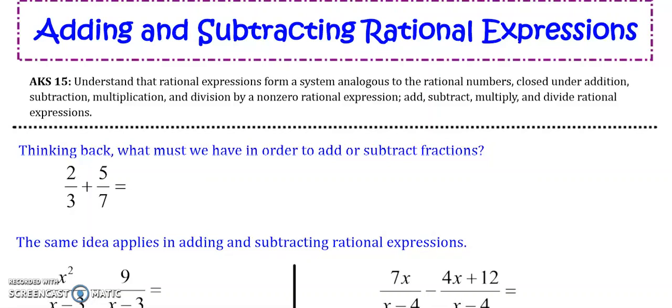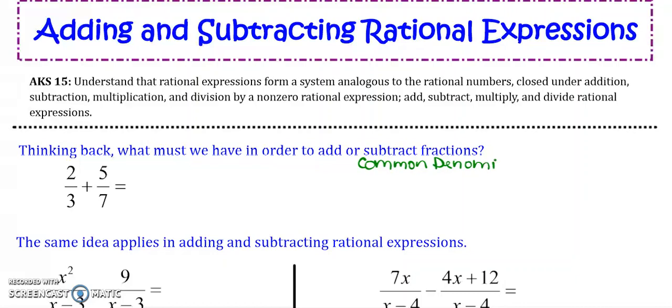With adding and subtracting rational expressions, we're going to take what we did with multiplying and dividing, and take it just a little bit further. Let's think back to when you first learned how to add and subtract fractions. If we had 2/3 plus 5/7, what must we have in order to add or subtract these fractions? You need a common denominator.